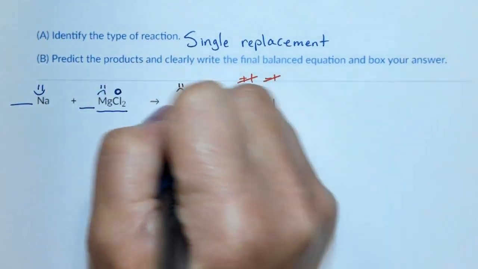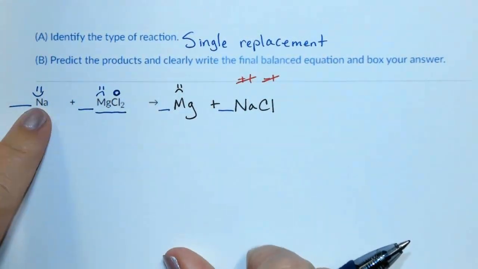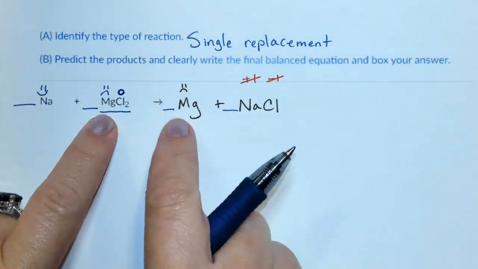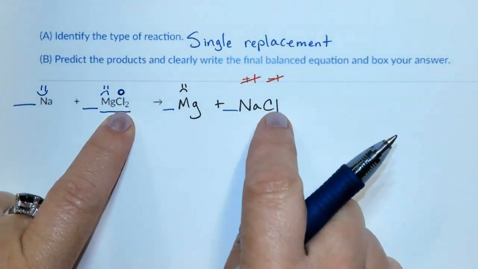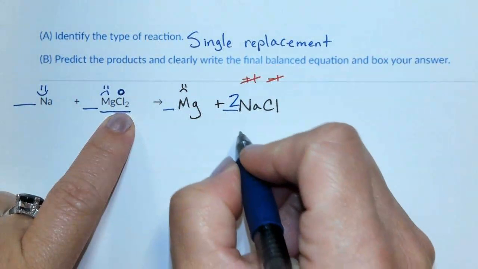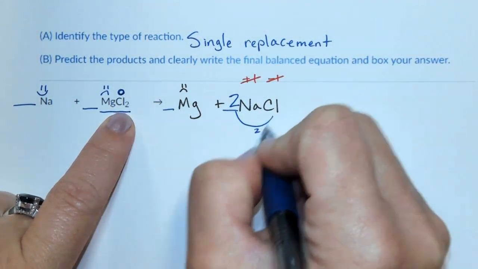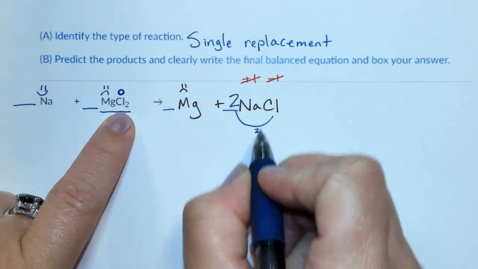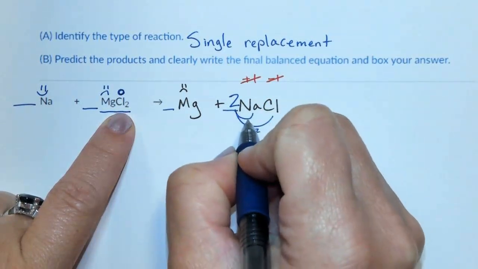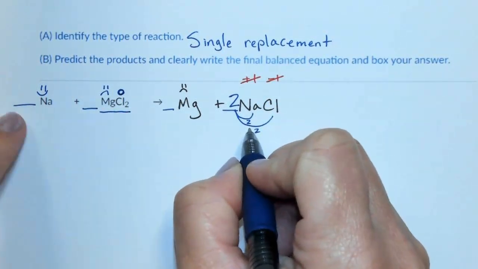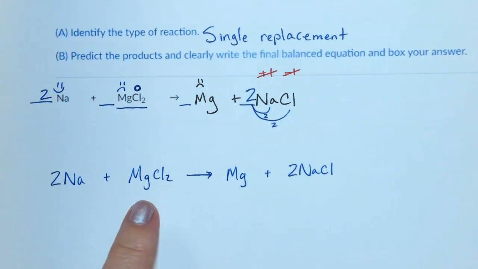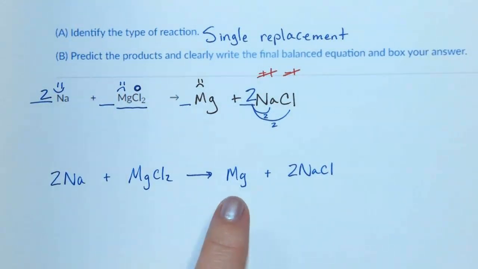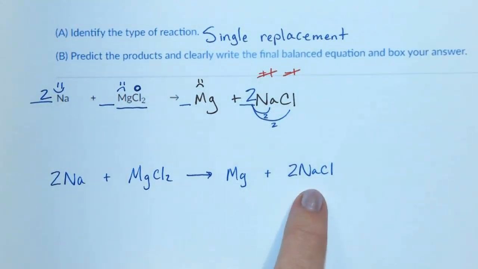Now we're going to balance the coefficients. 1 sodium, 1 sodium, 1 magnesium, 1 magnesium, 2 chlorines, 1 chlorine. So to fix it, I'm going to put a 2 here because that's going to give me 2 times 1 is 2 chlorines. That has modified my sodium. I now have 2 times 1 is 2 sodiums. So we're going to need a 2 here. Final answer is 2 sodiums and magnesium chloride react to form magnesium and 2 sodium chlorides.